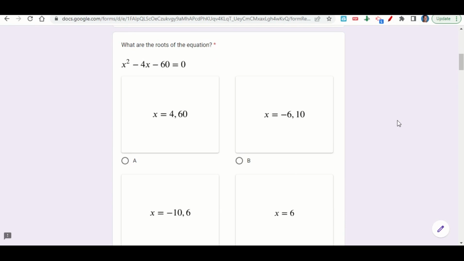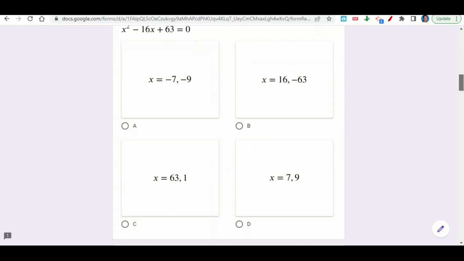Well, we would plug that into our quadratic formula, which is negative b, so that would be negative 4, plus or minus the square root of b squared, so that's negative 4 squared, minus 4ac, so that's minus 4 times 1 times negative 60, all over 2a, which is 2 times 1. And then you would just go ahead and simplify that. And when we simplify everything, we should end up with x equals negative 6 and positive 10, which is this one here. So you'll continue to do that for each of these.